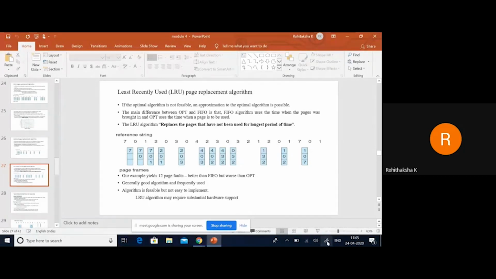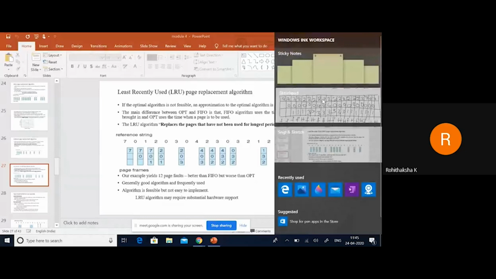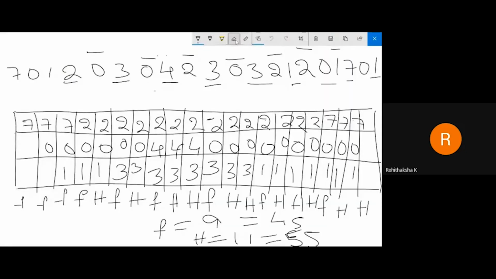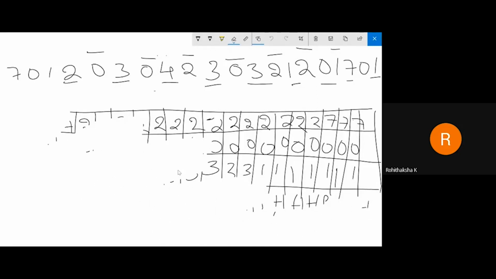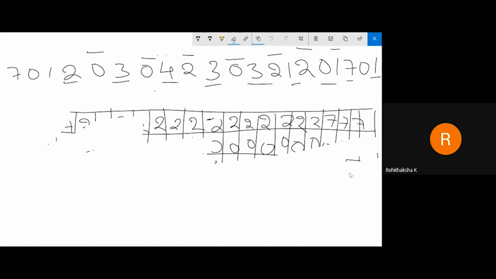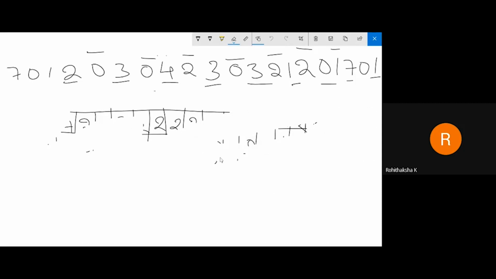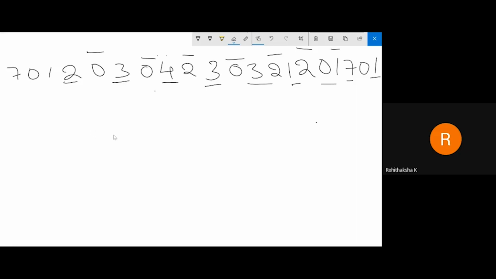Let me take this also and we'll go through it, because the reason I'm stretching more on this is that in the lab exercise you have the 9th program based on this particular page replacement algorithm. So please clear your doubts, and make sure that you execute the program and prepare. If you have any doubts in the program also, you can ask me at any point of time.